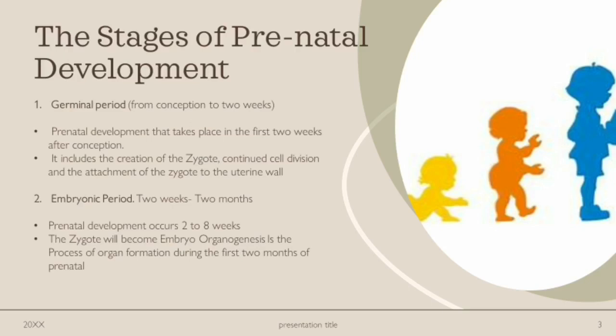Second is the embryonic period, 2 weeks to 2 months. Prenatal development occurs from 2 to 8 weeks. The zygote will become an embryo. Organogenesis is the process of organ formation during the first 2 months of prenatal development.